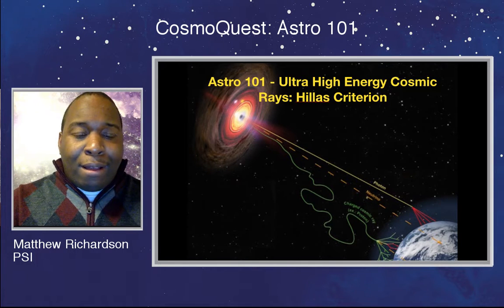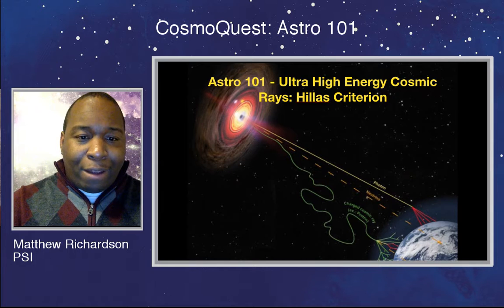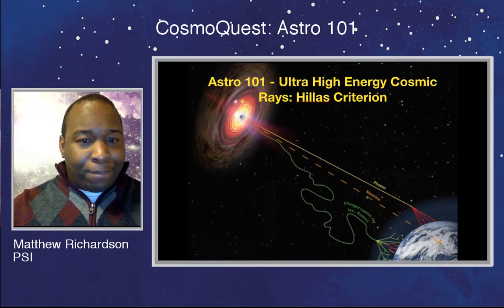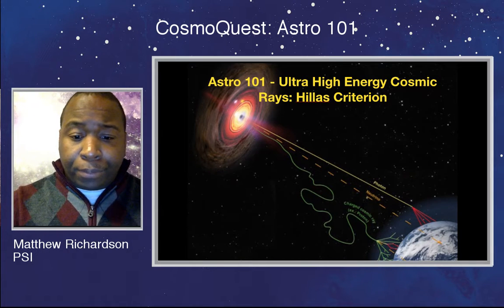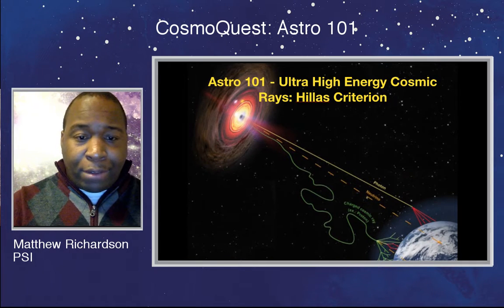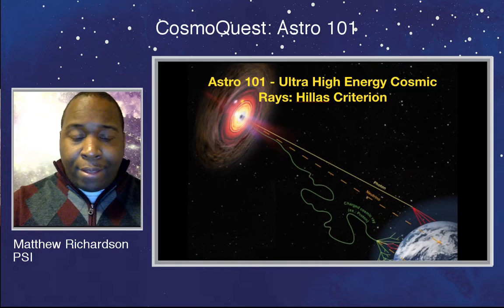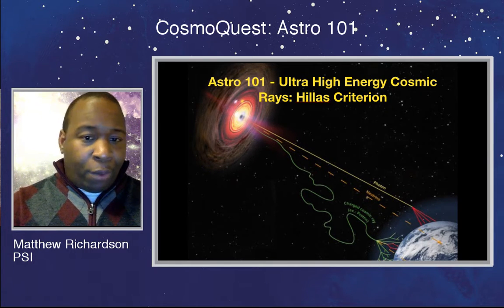But our story begins, of course, at the source, and that is what the Hillas Criterion is associated with. It's associated with source conditions, and so we're going to be talking about this particular theory and its importance in trying to determine the sources for ultra energy cosmic rays.